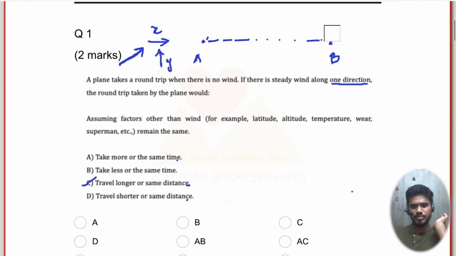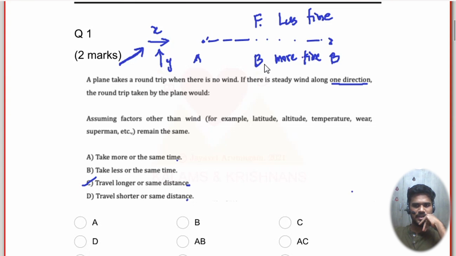The second part of the question, does it take more time or less time? Notice the forward trip, in this case, will take less time. Backward trip will take more time. It's against the wind. So together, do they take more time or less time? This forward and this backward. Let's not, this B is different. Let's call it something else.